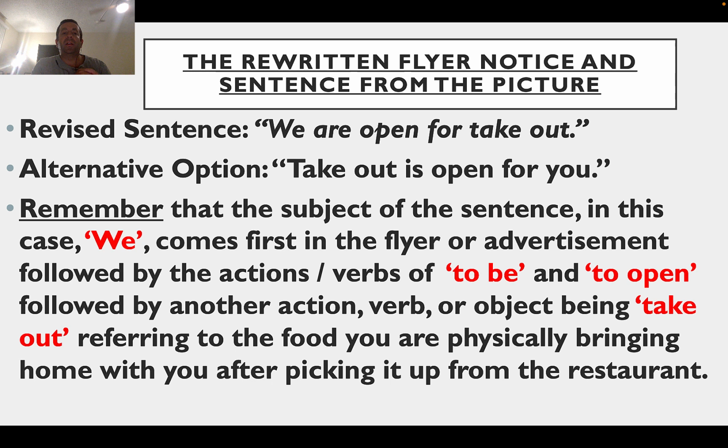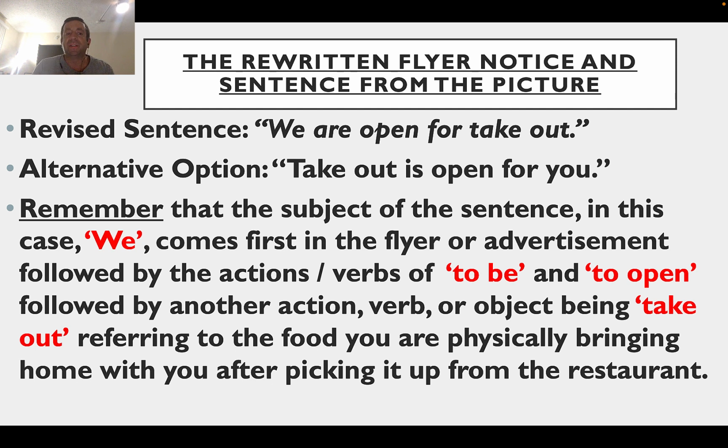So remember, in terms of how I fix this, the subject of the sentence, in this case "we," comes first in the flyer or advertisement for the restaurant, followed by the actions or the verbs of "to be." So "to be" in the plural sense is "we are," right? We are. And then "open," instead of "to open," we are open, followed by another action, verb, or object being "takeout." And then we need the "for," the preposition there. We are open for takeout.